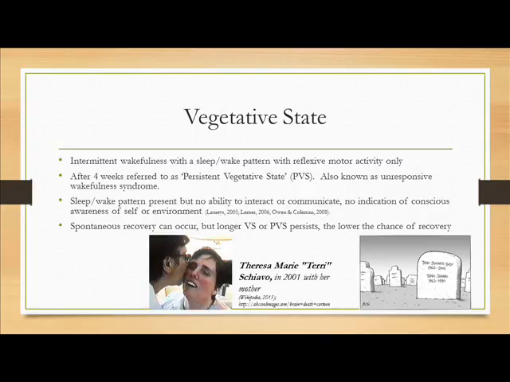Terri was found unconscious in her home in 1995 by her husband. She remained in PVS and the subject of bitter dispute between her husband and parents until the final and eventual removal of her feeding tube in 2005, after which time she died.